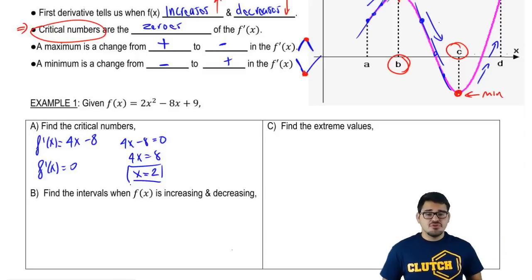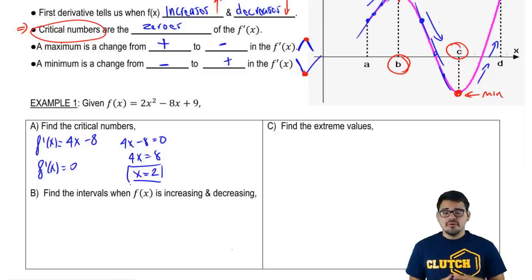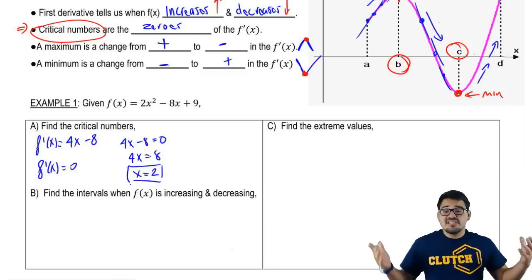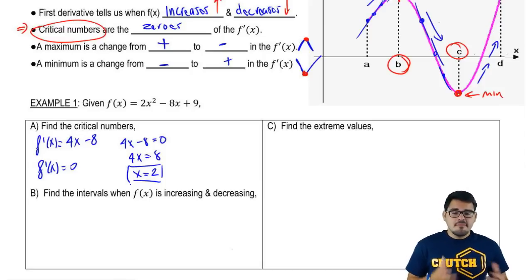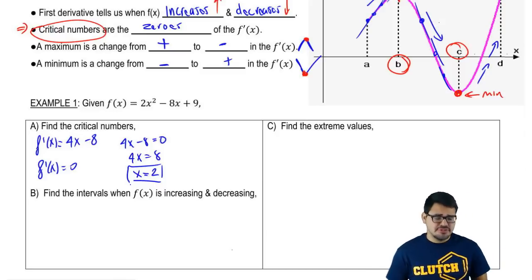Then I need to tell you whether this critical number is a minimum, a maximum, or just neither. Because it doesn't have to be a change from positive to negative. Maybe this derivative is always positive. Maybe this derivative is always negative, right? But let's keep in mind that this is a parabola. So if we kind of think about how the graph looks, we should be expecting some kind of changes. And then we'll see how.